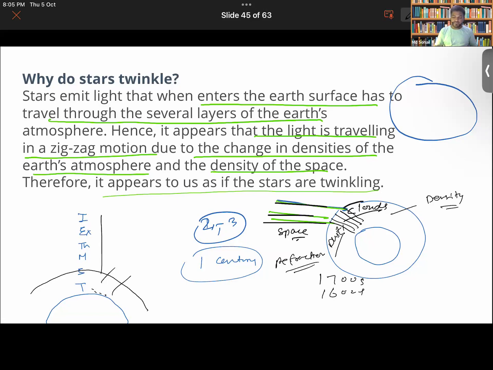Also, the point I'm trying to make here is that this is the atmosphere. This is our whole layer of atmosphere, and suppose light is coming here, so it would have bent this much here. Now as it came to the stratosphere, it would have bent this much here. So bending happens somewhat like this in a zigzag manner. That's why the star seems to be twinkling. It's not flickering. It appears to be twinkling. Getting it now?